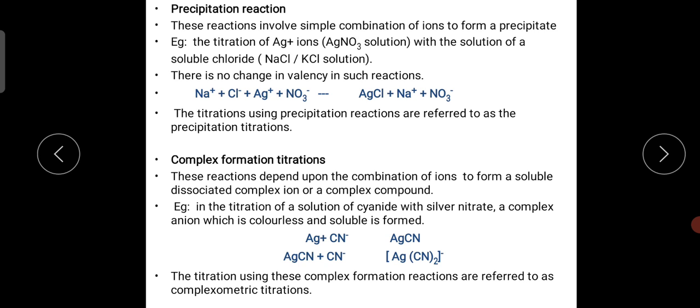We'll study all these types of titrations in detail later, because the chapters are coming.